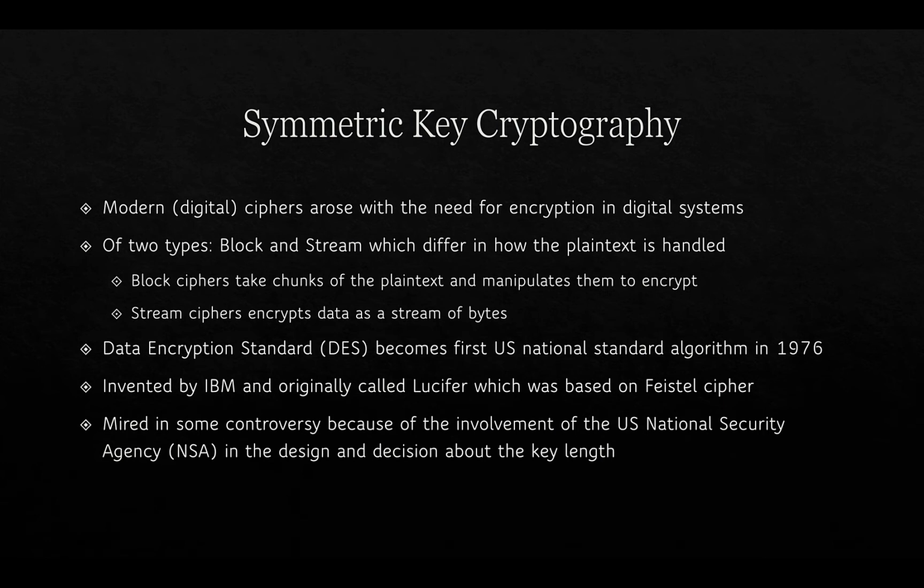Looking at symmetric key cryptography, obviously the need arose to have these types of ciphers when we had digital systems, and they come in two different types themselves. One is called a block cipher, and the other is a stream cipher, and they differ in how they handle the plain text. Block ciphers take chunks of the plain text and manipulate them to encrypt them. Stream ciphers encrypt data as a stream of bytes. So with block ciphers, you've got the file there on your disk, you can chunk it up into blocks, and then you can encrypt it.